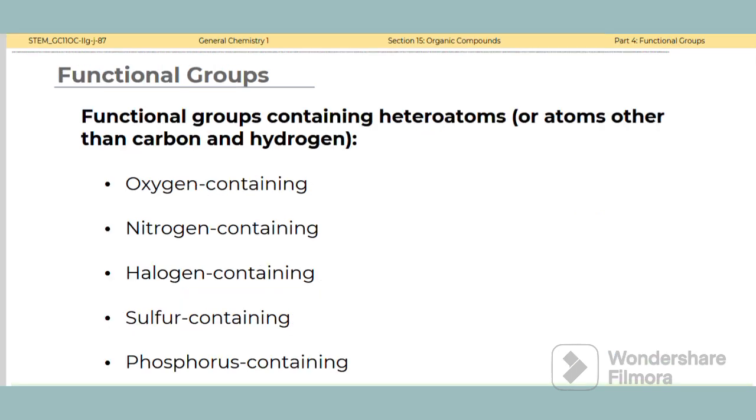Functional groups containing heteroatoms, or atoms other than carbon and hydrogen, can be any of, but not limited to, the following: oxygen-containing, nitrogen-containing, halogen-containing, sulfur-containing, and phosphorus-containing.